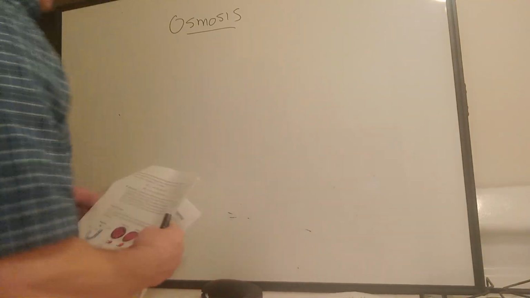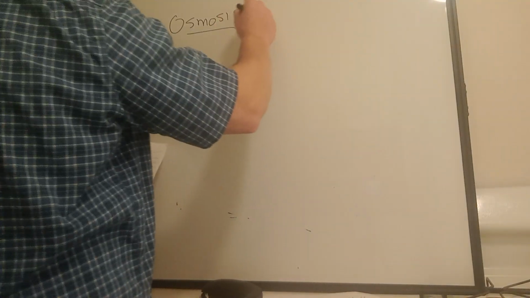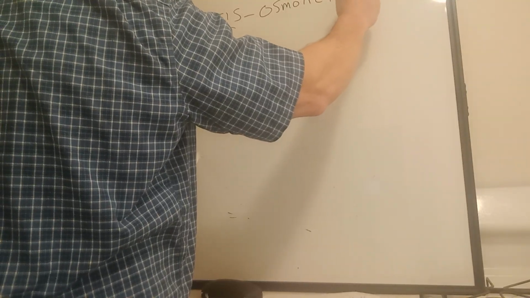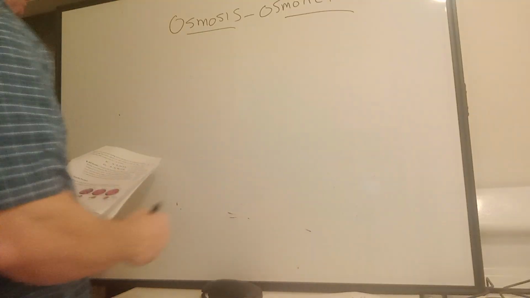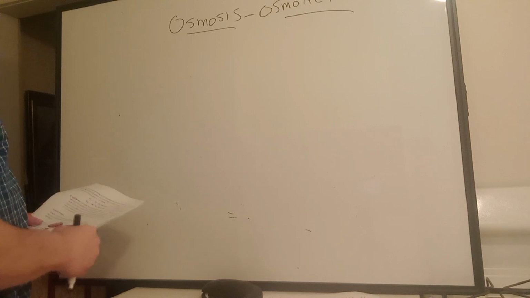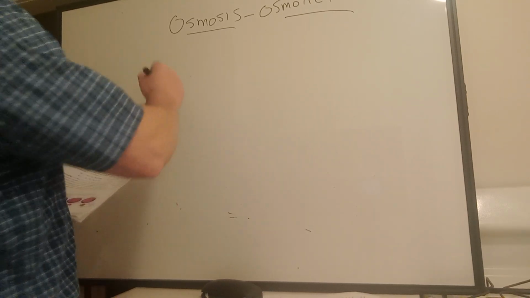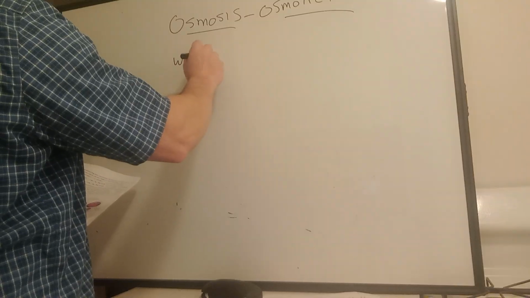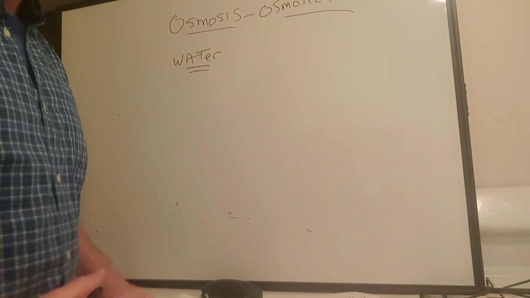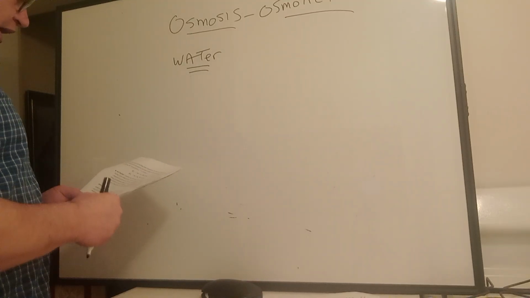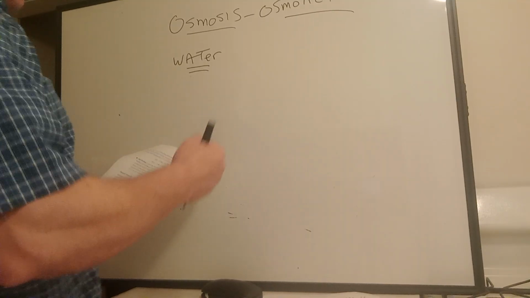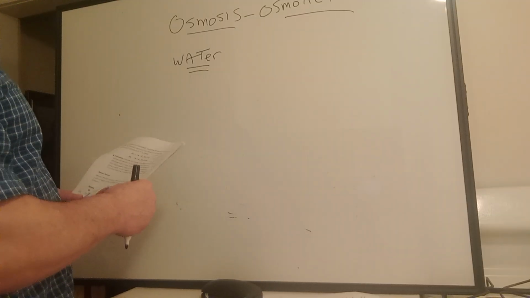So osmosis and osmotic pressure are related terms. Osmosis is the process. Osmotic pressure is what you measure. Osmosis is the flow of water or other solvents, but we'll focus on water because in the science that most of you study, the emphasis will be on water. So it's the flow of solvent, often water, from one solution to a solution of higher solute concentration.